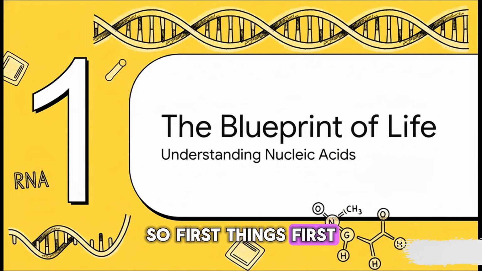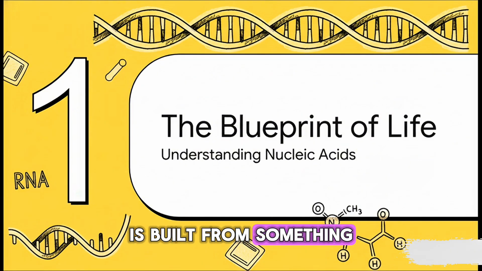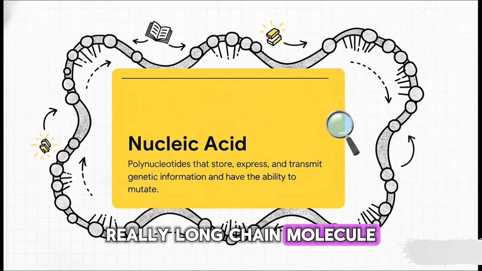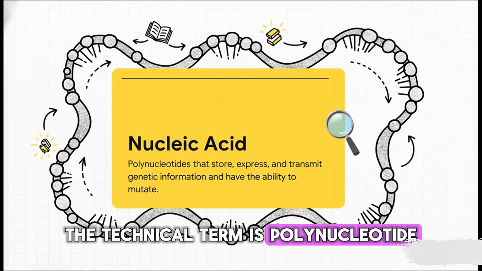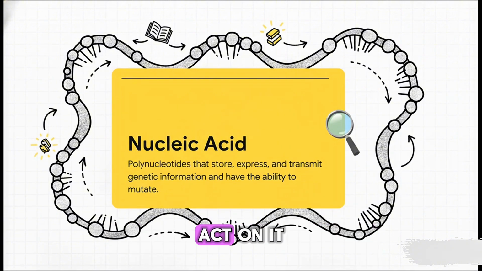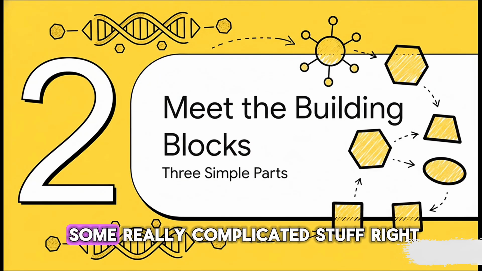Okay, so first things first, if we want to understand the code, we have to start with the language it's written in, and that language, the absolute foundation for all life, is built from something called nucleic acids. So a nucleic acid is basically a really, really long chain molecule. The technical term is polynucleotide. Just picture a super long, detailed chain. But here's the cool part. It's not just a chain. It's a full-on instruction manual that can store information, act on it, and even pass that info down to the next generation.